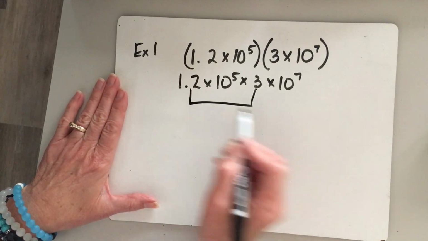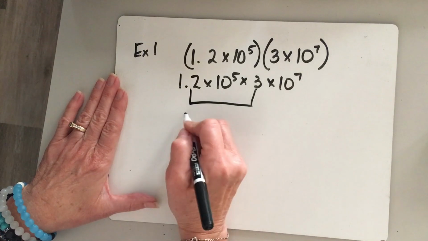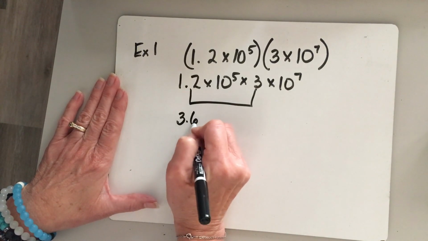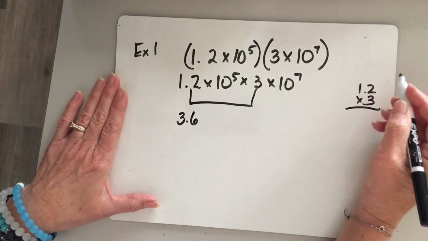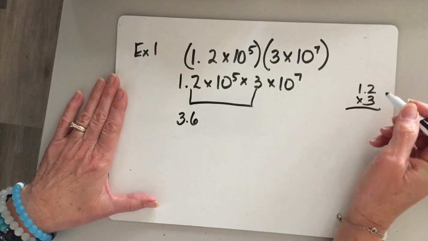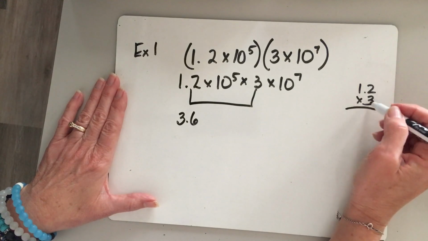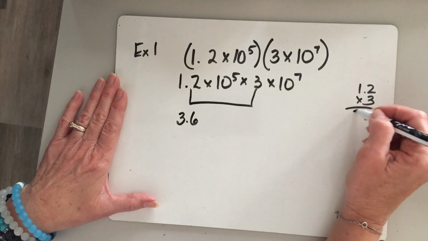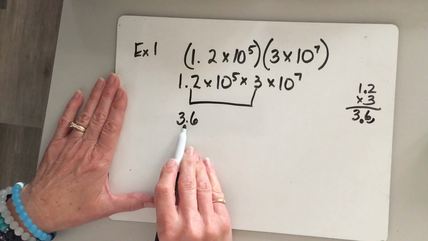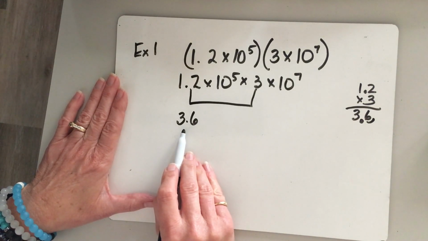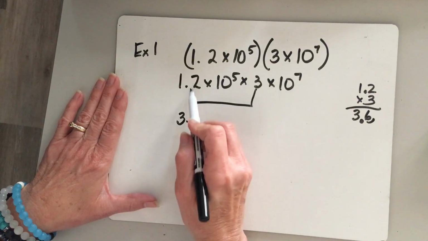1.2 times 3. 1.2 times 3 is 3.6. If you did not know that, if you look to the side, it's really 12 times 3 and you put a decimal in place. 2 times 3 is 6. 3 times 1 is 3. You have your decimal, you bring it over once, and it's right there. So 3.6. So we've multiplied these two numbers.